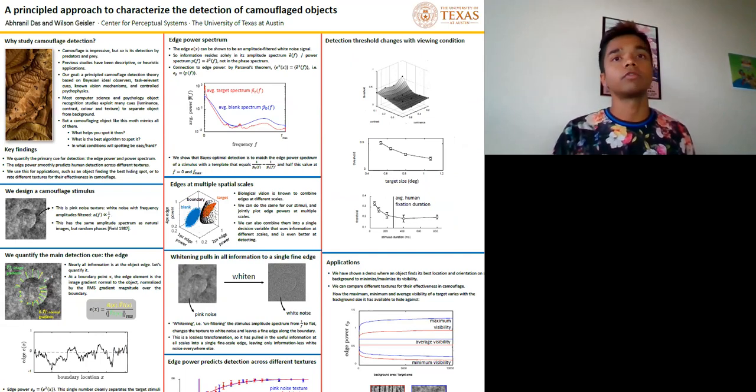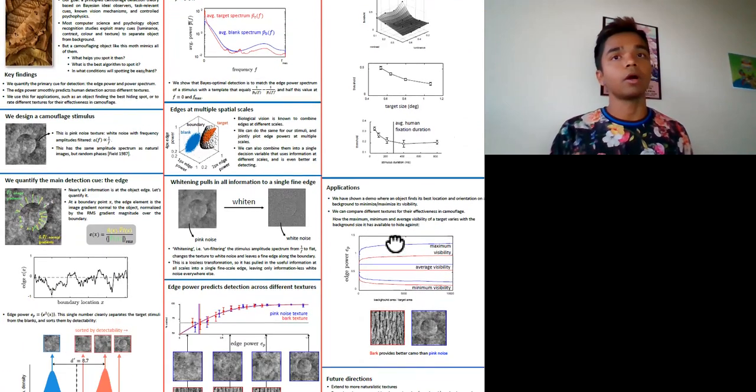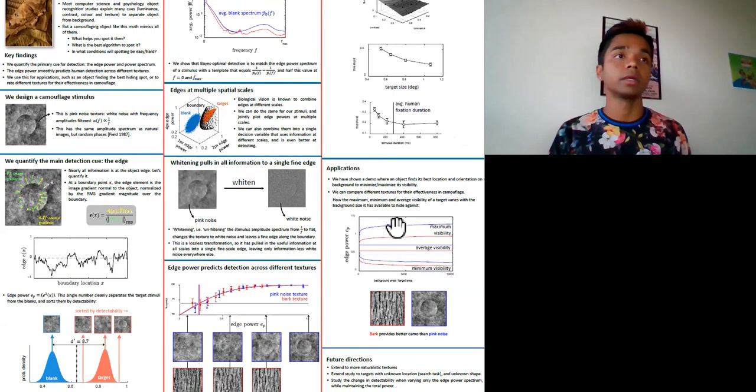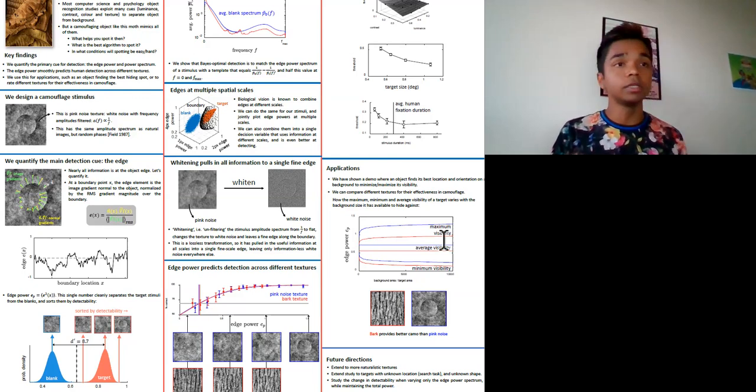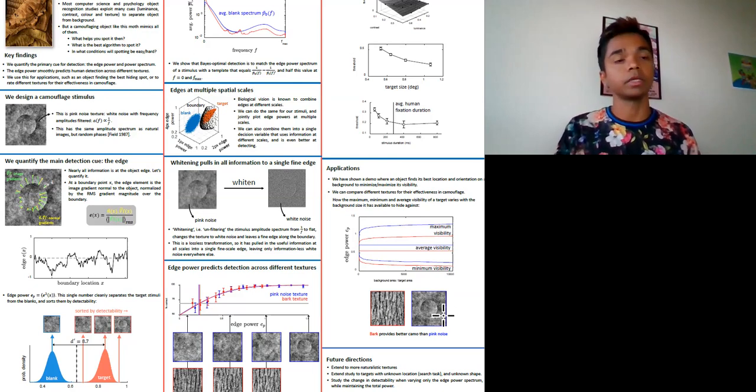We can also apply our findings towards designing effective camouflage. For example, an object such as a drone can compute its edge power and find the location and orientation on a background to land on that makes it easy or difficult to spot. We can also compare different textures for their effectiveness at camouflage. We see here, for example, that bark texture provides systematically better camouflage than the pink noise texture.